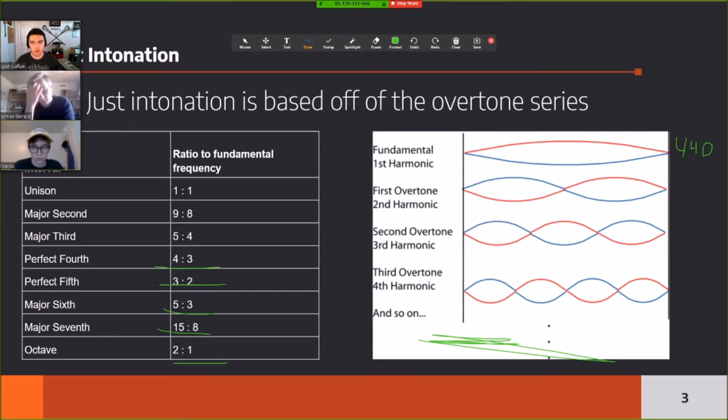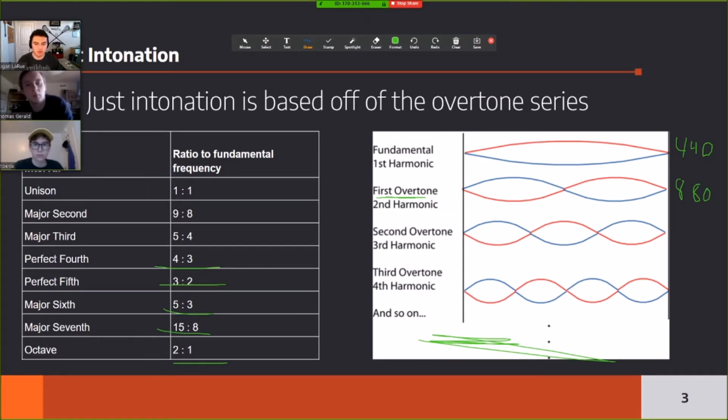So if we want the octave of A4, which is A5, that is going to be the first overtone of the overtone series, which has a ratio of 2 to 1. So we can multiply our 440 hertz that we know A4 is, and to get A5 would be 880 hertz.